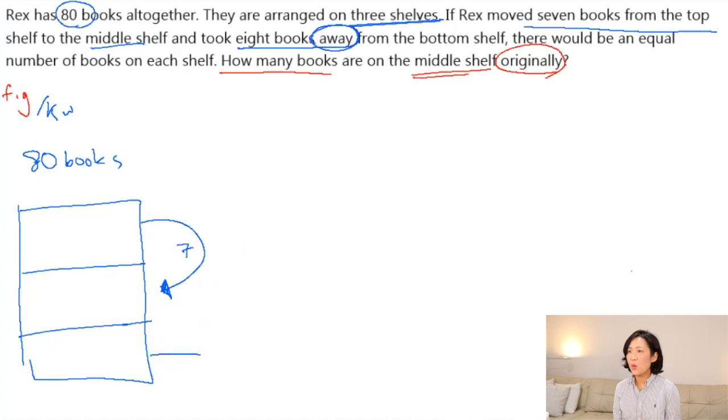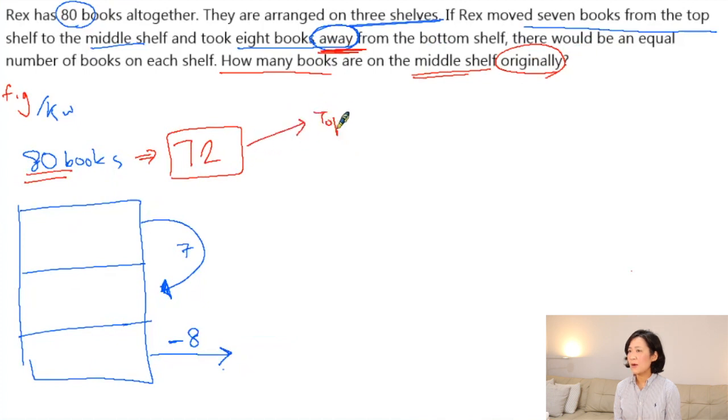8 books away from the bottom. Away means he moved the books away. That means our total number of books will be changed, right? If you move away the 8 books. At the beginning it was 80 books, but when you move away 8 books from the shelves, then the total books on the shelves is 72, right?